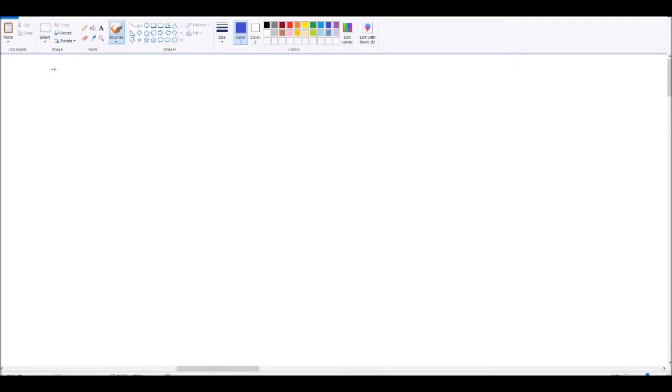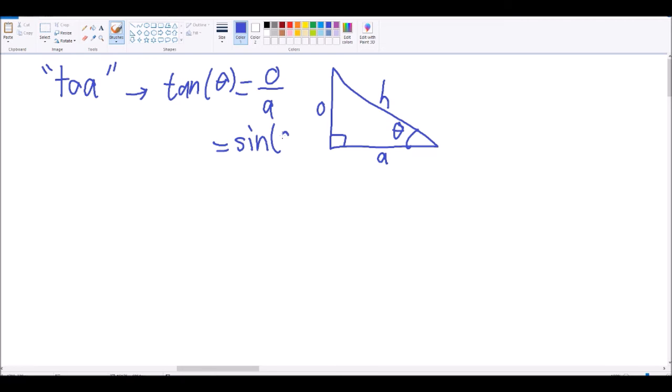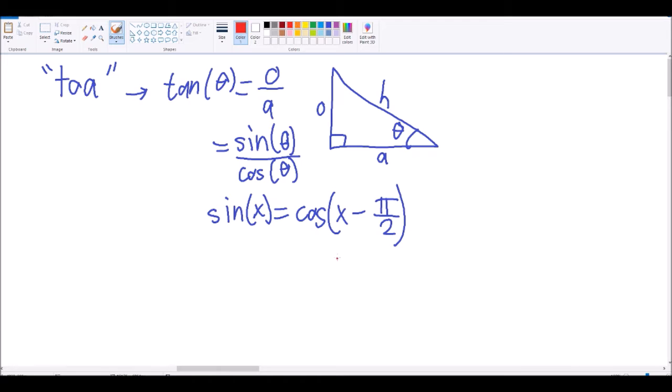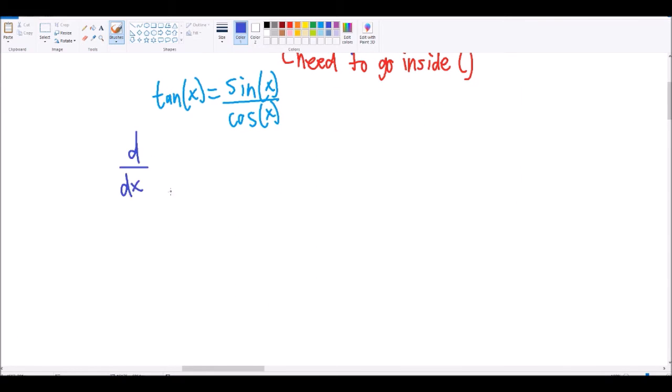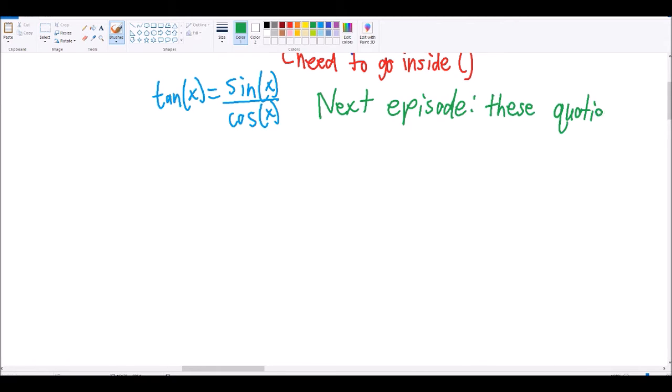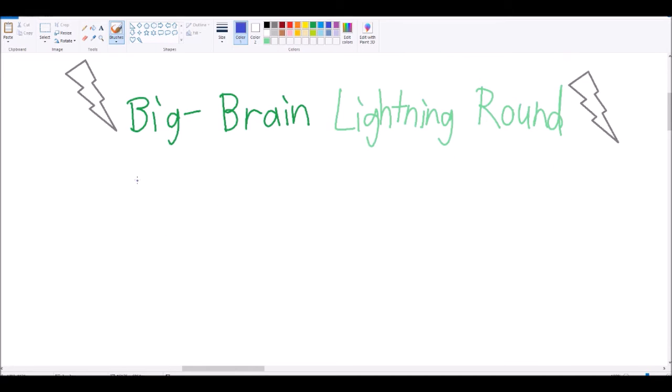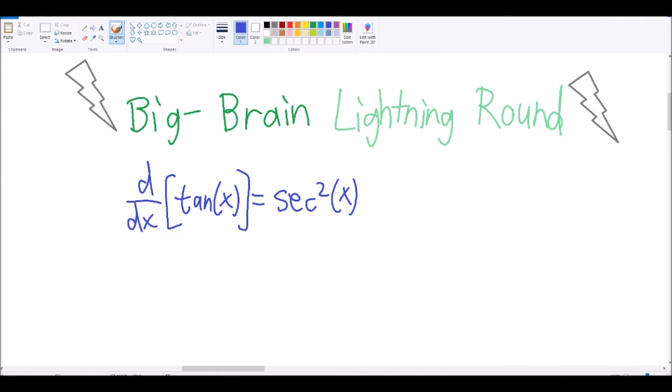What about the TOA part of SOHCAHTOA? The tangent function is literally just the sine over the cosine. Unlike sine and cosine, where you have to go inside the parentheses to convert from one to the other, tangent is honestly kind of pointless because you can just divide them. Later, we'll talk about how to handle quotients inside your derivative. But for now, we will do a big brain derivative lightning round! The derivative of tangent of x is secant squared of x.